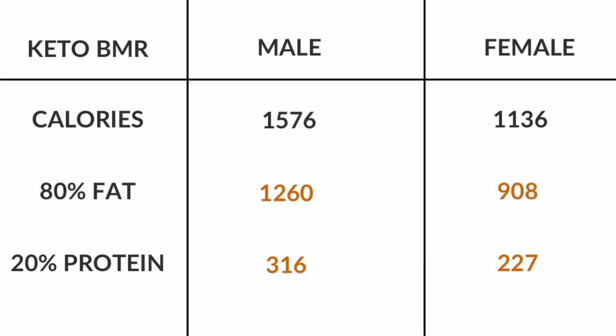So for a male body who's consuming 1576 calories as a deficit, 80% of fats, which is a typical calculation for keto, keeping into consideration that you have a sedentary lifestyle and you don't need a lot of protein, with keeping your protein at adequate levels, it comes down to 1260 calories coming from fat and 316 calories coming from protein. For a female at 1136 calories, we'll see 908 calories from fat and 227 calories which are from protein sources.